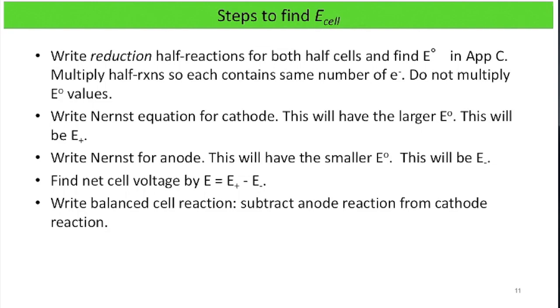Write the Nernst equation for the cathode. This will have the larger E naught value. So the reaction that has the highest standard reduction potential is going to be the cathode, and the Nernst equation that you write for the anode will have the smallest value for the standard reduction potential. Find the net cell voltage using this equation here. And then to write the balanced cell reaction, subtract the anode reaction from the cathode reaction, just like we did with the cadmium and the silver chloride reactions a few slides ago.